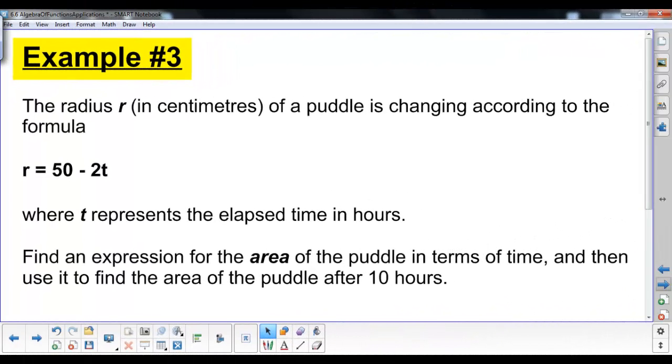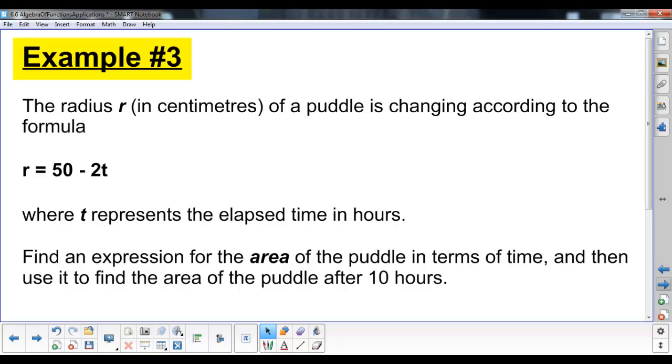All right, last example for today, example 3. We are told that the radius, which is in this case measured in centimeters, of a puddle is changing according to the formula. So it's a linear relationship, and it's one that's decreasing, as we're taking away 2 times t here. Picture if you were to graph that, as the t value gets larger, the value of r is getting smaller. So t does represent elapsed time in this particular case.